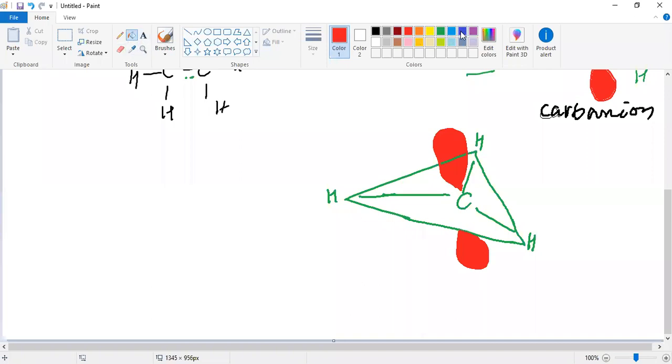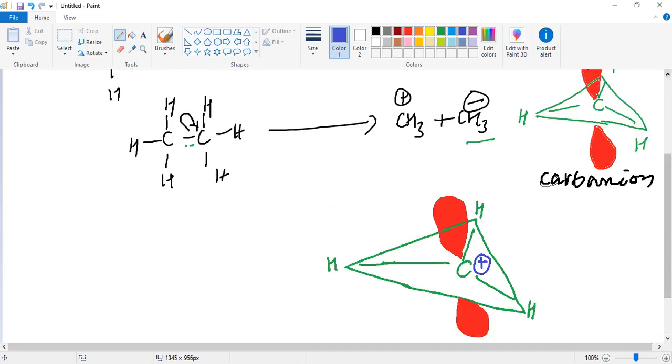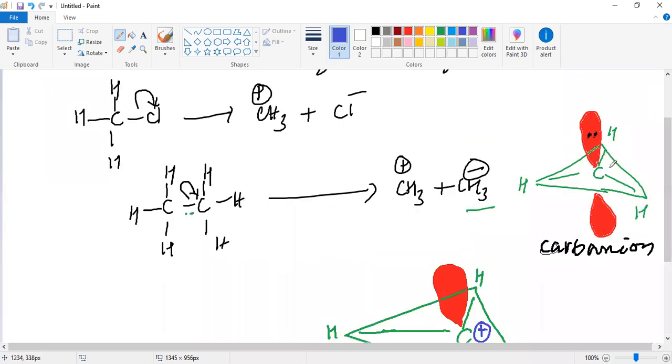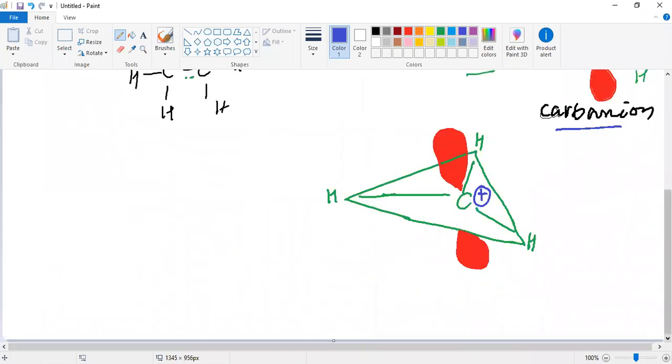Dear students, please mind well that there is a positive charge available in case of the carbocation, but in case of the carbanion, my dear students, there is a negative charge available on the carbon. So carbanion has got negative charge and carbocation has got positive charge. And this is how, my dear students, we understand.